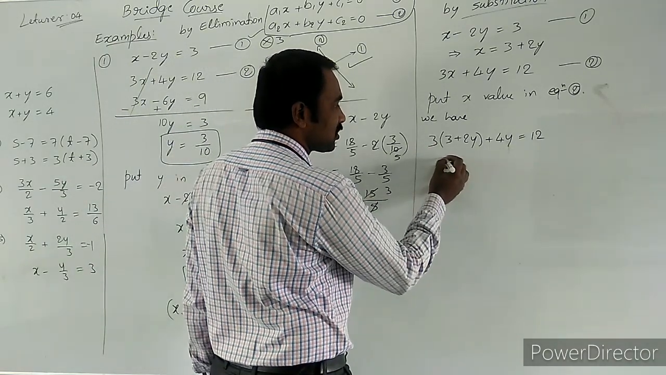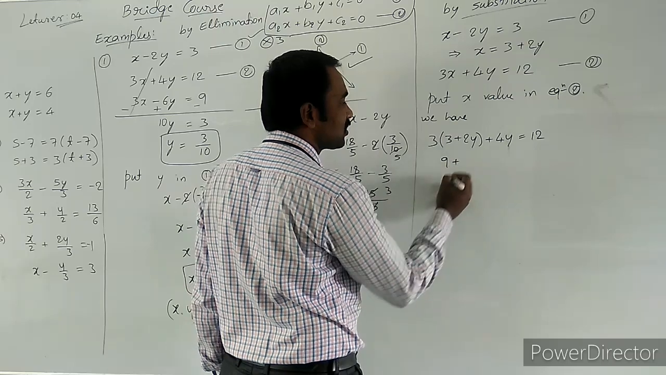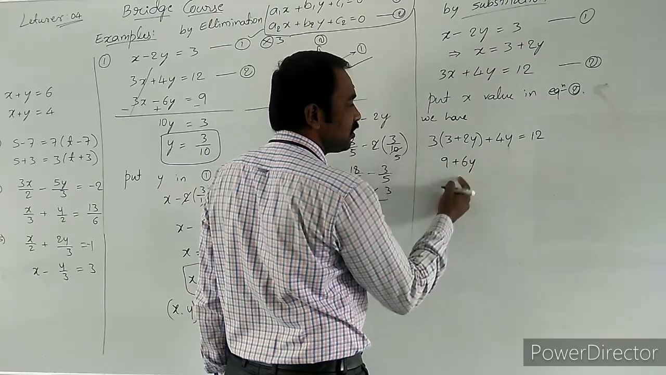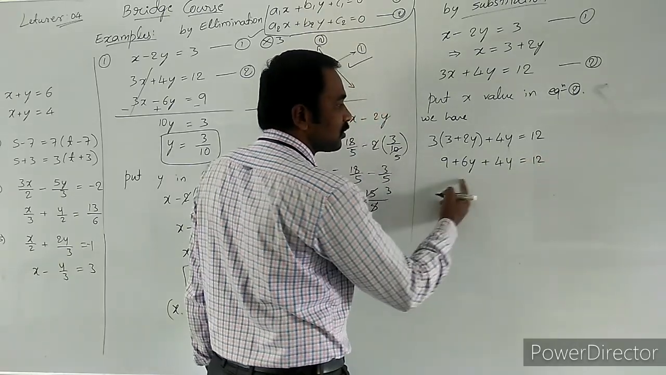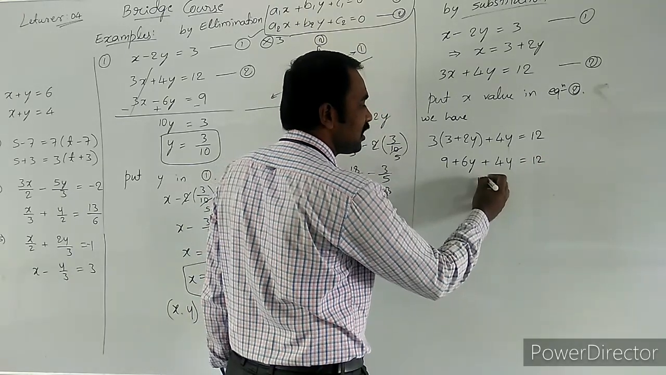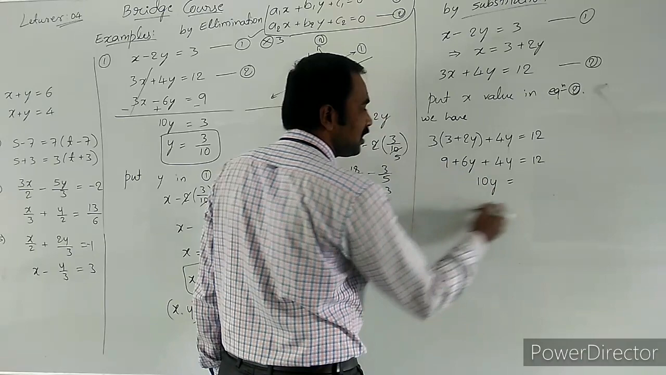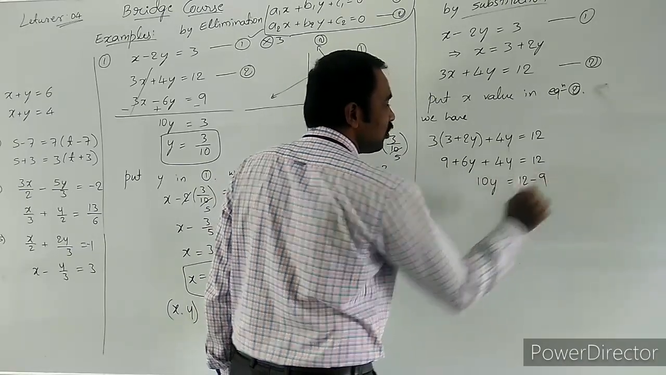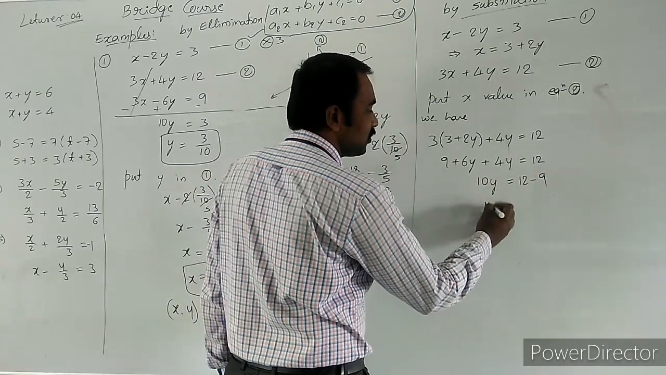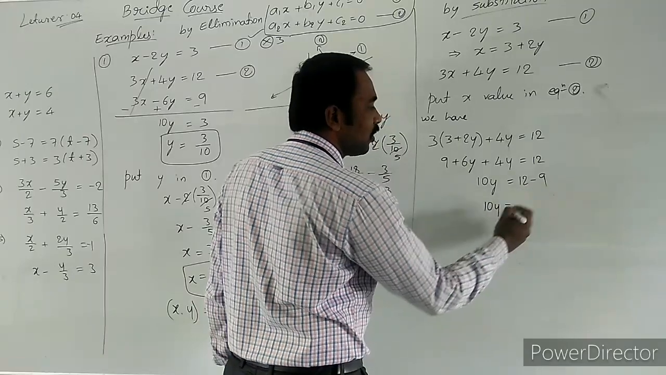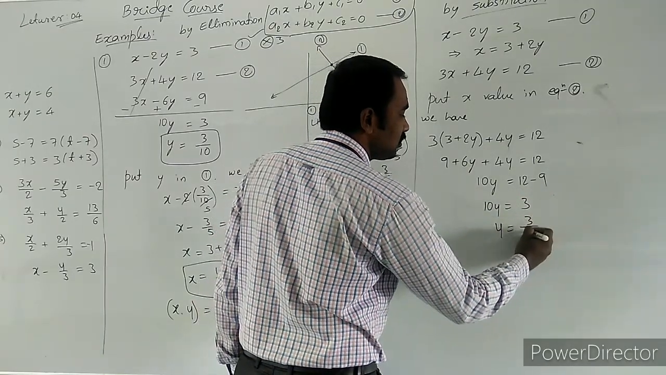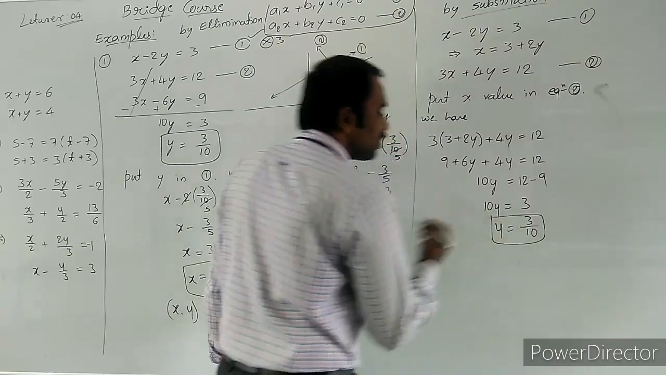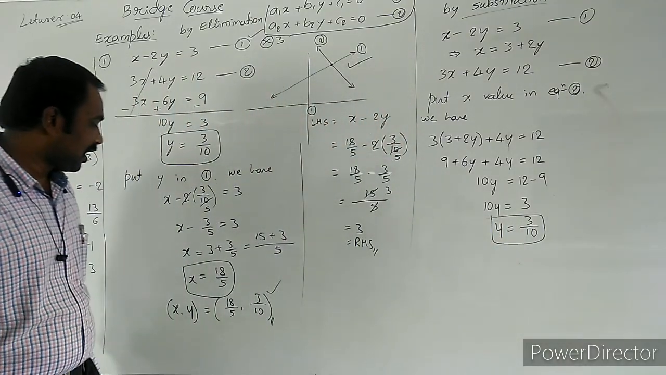So open the bracket first of all. 3 threes are 9 plus 3 twos are 6 into y, plus 4y is equal to 12. So 6y plus 4y is 10y. Then 9 is shifted to the right hand side. 12 minus 9. So 10y is equal to 12 minus 9, which is 3. y is equal to 3 divided by 10. So the y value is 3 by 10.